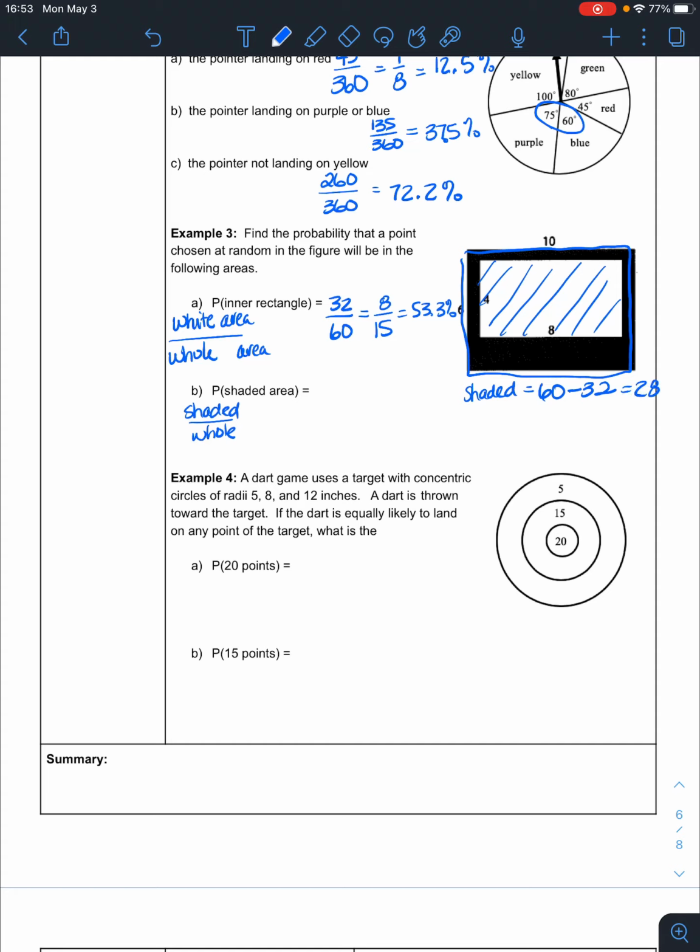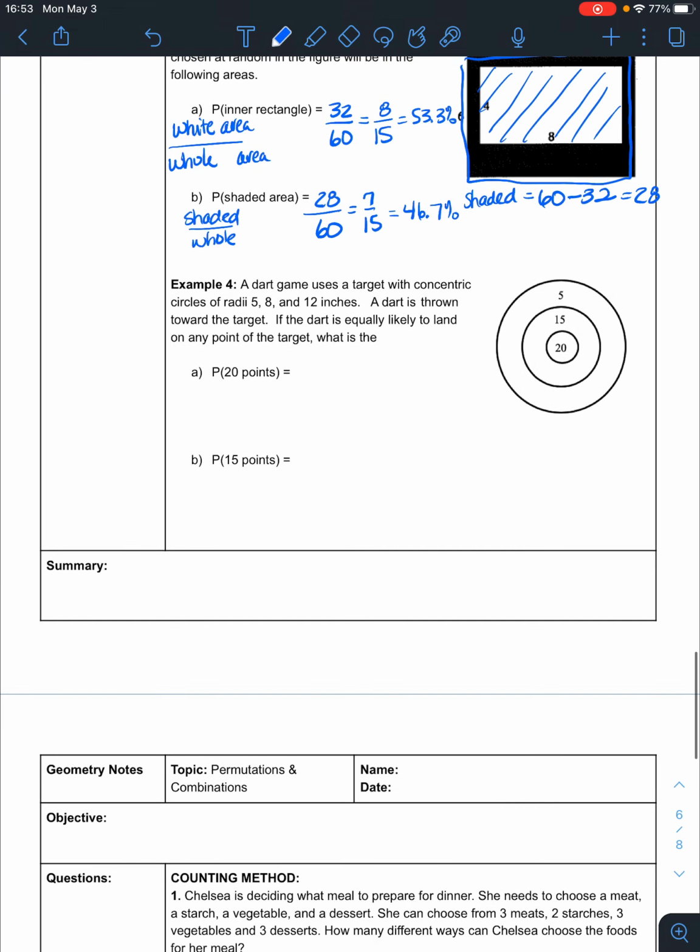So I have 28 square whatever, inches, feet, whatever, of space where I want to be. So I want to be in that 28, but I can be anywhere in that whole 60. So 28 over 60 reduces to 7 over 15. And if you take 7 divided by 15 and change it into a percent, you would get 46.7%.